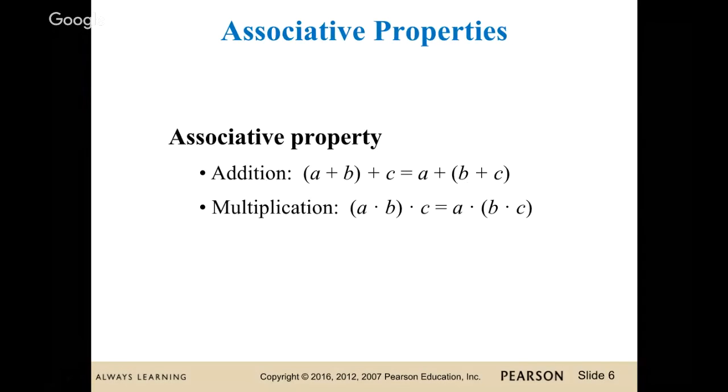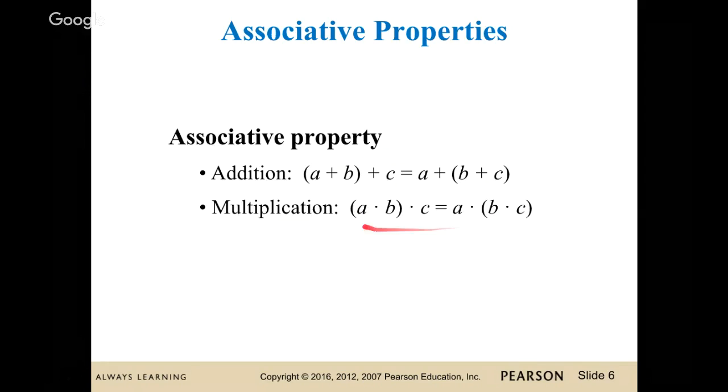All right, the associative property. The difference with the associative property is you have parentheses. You're dealing with 3 separate objects, but with parentheses involved. In addition, if you have the quantity a plus b, and you add to that c, it's the same thing as taking a and adding to that the quantity b plus c. It doesn't matter where these parentheses are. You can regroup them: compare a and c, b and c, or a and b, it doesn't matter. Same thing with multiplication: a times b, times c, is the same as a times the quantity b times c.